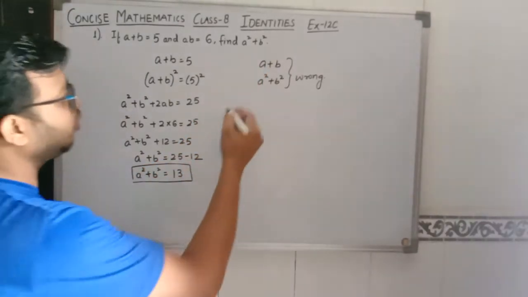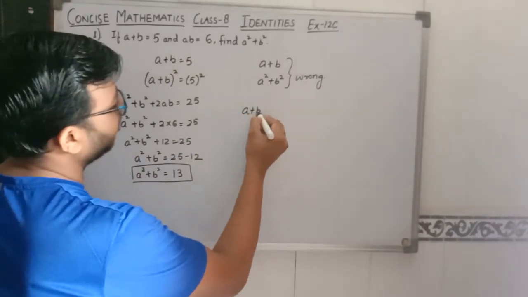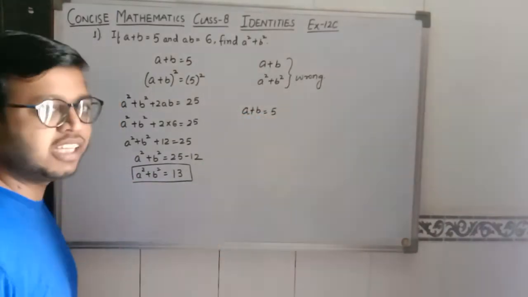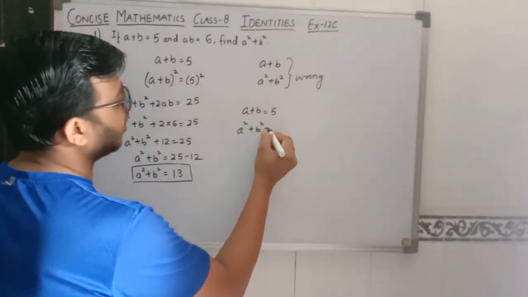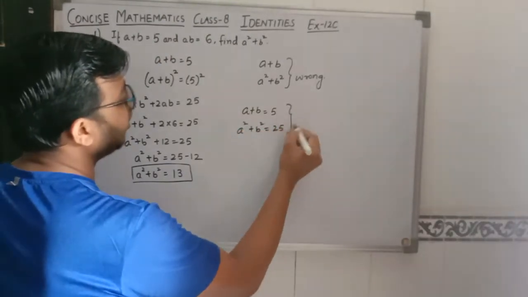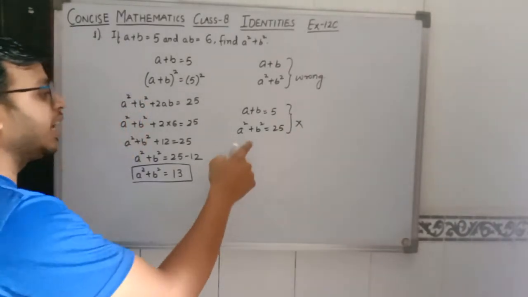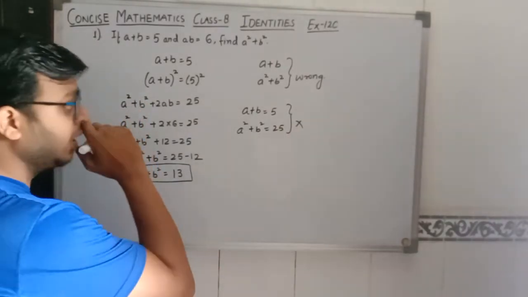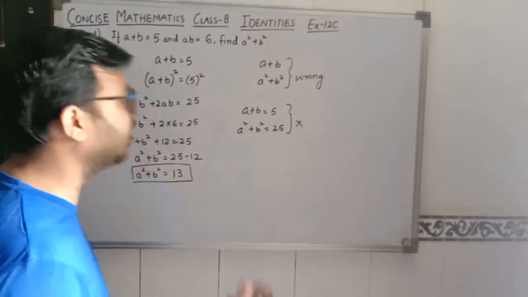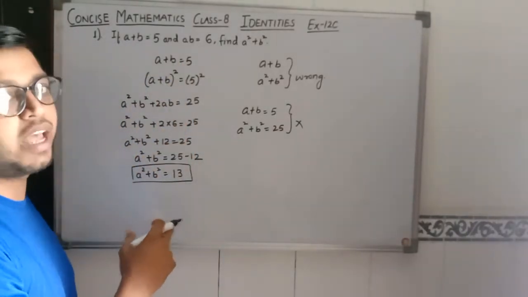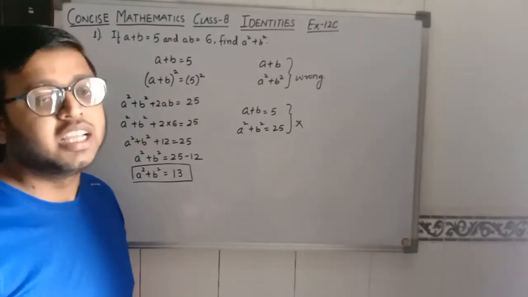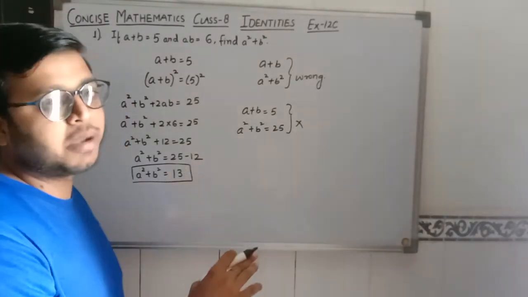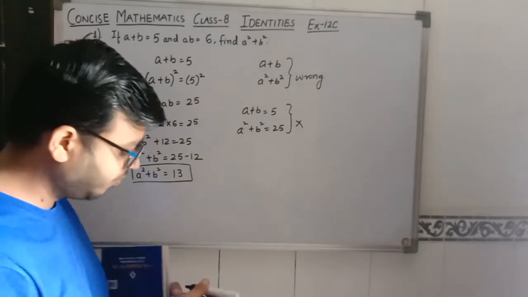Some of the students do it like this. a plus b is equal to 5. If I say squaring both sides, then they write a square plus b square is equal to 25. That is totally wrong. We cannot follow this step, because if we want to make squares, then we have to make the whole square. Then only are we correct according to the rules of equations. If we do this according to mathematics rules, this is wrong.